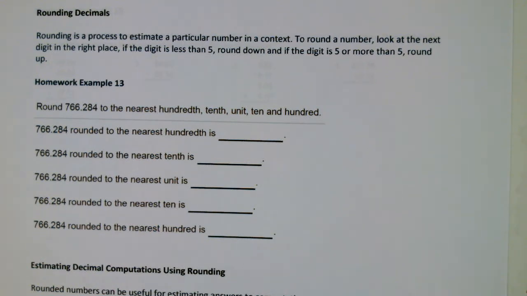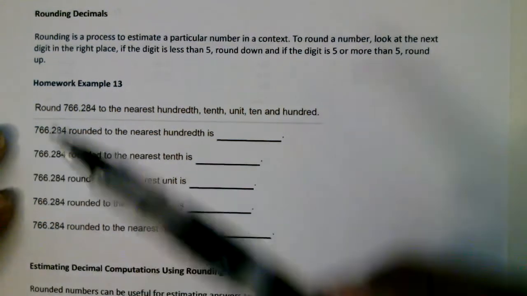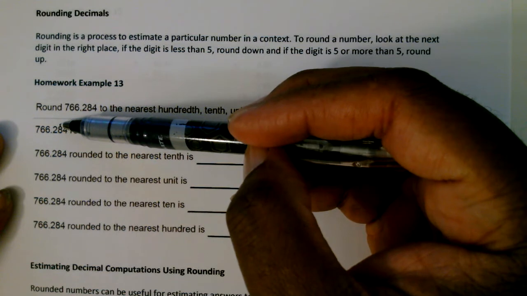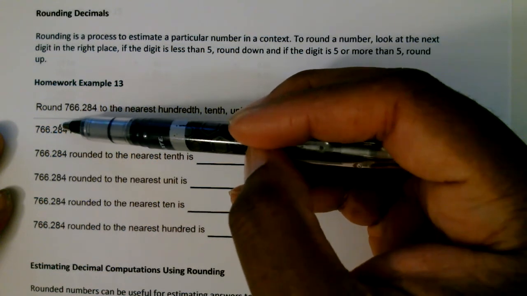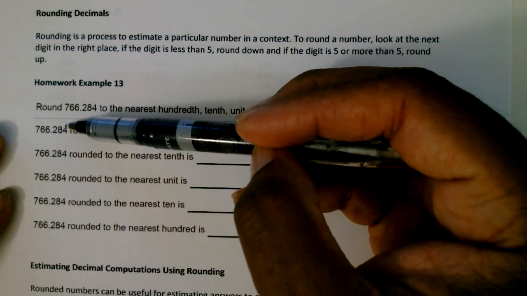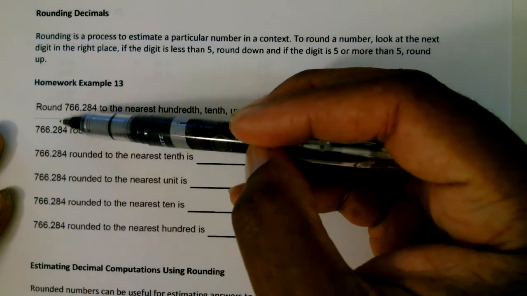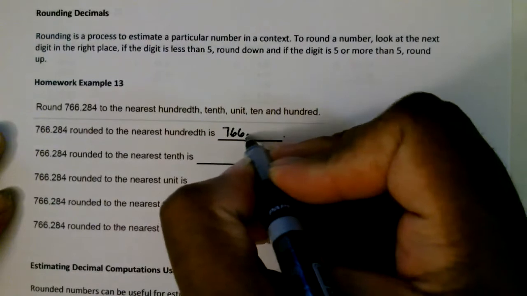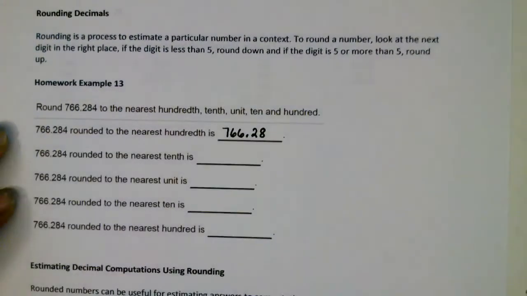Okay. So let's say we have 766.284, and we want to round to the nearest hundredth, to the nearest tenth, to the nearest unit, or the ones place, to the nearest 10, and to the nearest hundred. Let's start with the nearest hundredth. We find the digit that's in the hundredths place. That's going to be this 8. The digit to the right of the 8 is 4. Here, 4 is less than 5, so we round down, meaning that this 8 remains the same. So we're going to have 766.28. We drop off the number that's behind the number that we're rounding to.